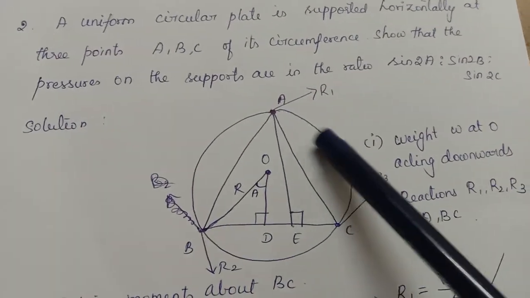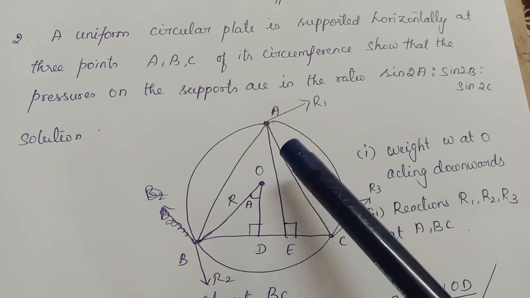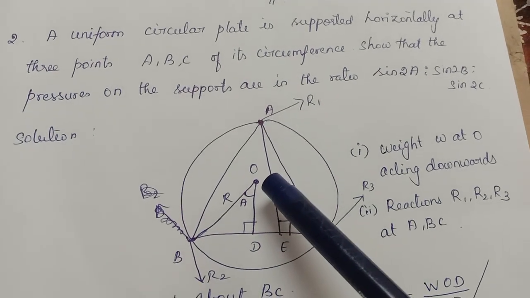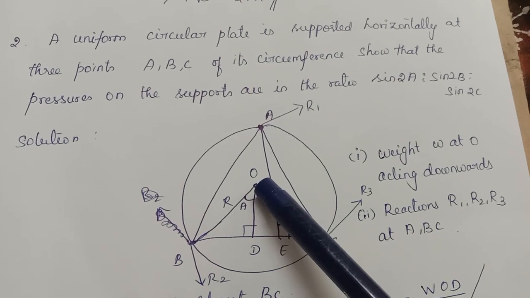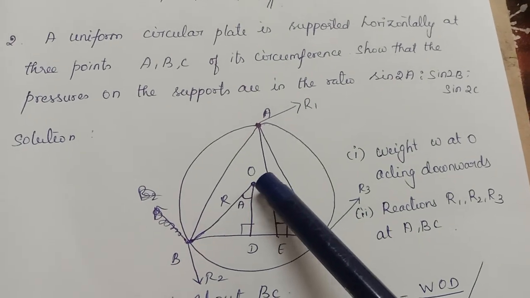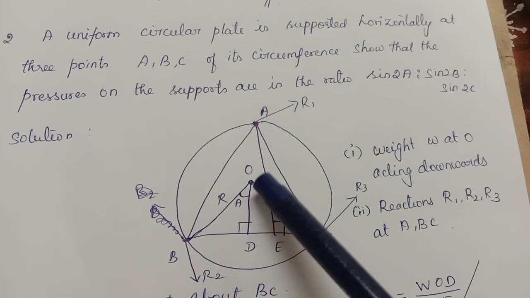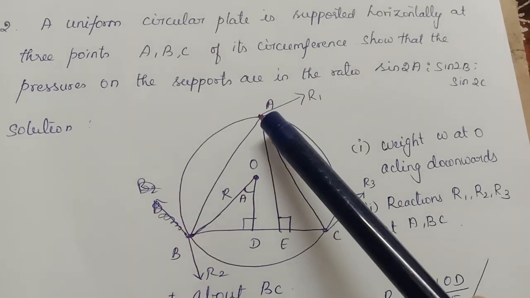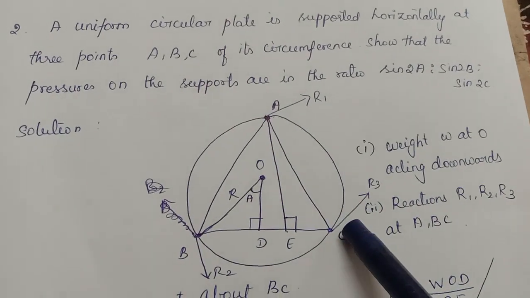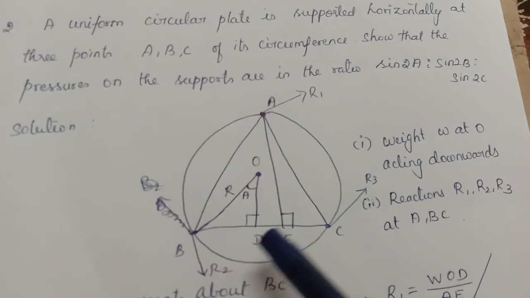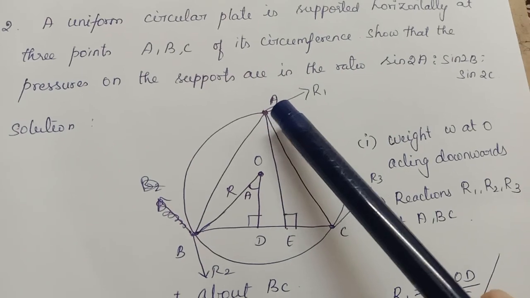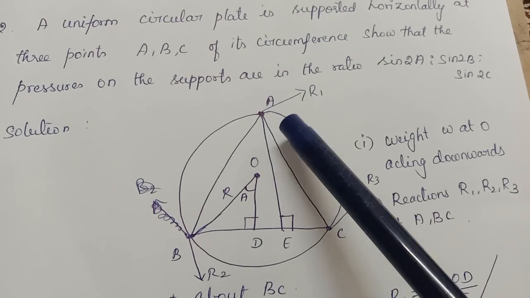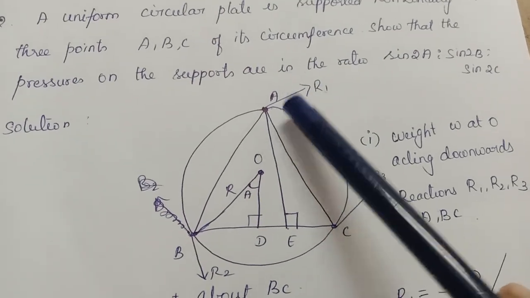See, let W be the weight of this plate. This is a circular plate, no? So the weight of the circular plate will be acting at its midpoint. So let O be the center of the circular plate. The first force I am having here is the weight W, which is acting downwards. Next, this plate is supported at 3 points A, B, C, no? So at these 3 points, we will have the pressure or the normal reaction, because it is exerting weight on the 3 points, no?